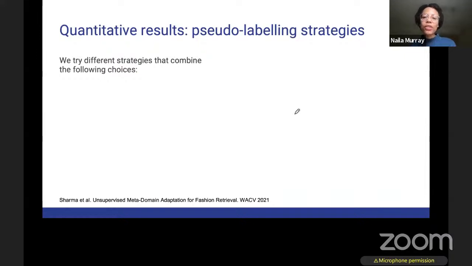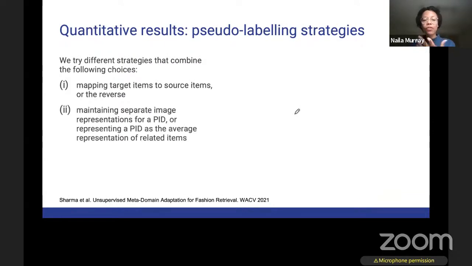In terms of different pseudo labeling strategies, I mentioned that we're going to do a transfer of labels from source to target, but there are actually quite a few different ways to do that. We tried different strategies that combine the following choices. Number one is matching target items to source items. For example, given an item, or a label, let's say a product ID from the target, we could transfer that to the source, or we can do it the other way around. That's one binary choice we can make.